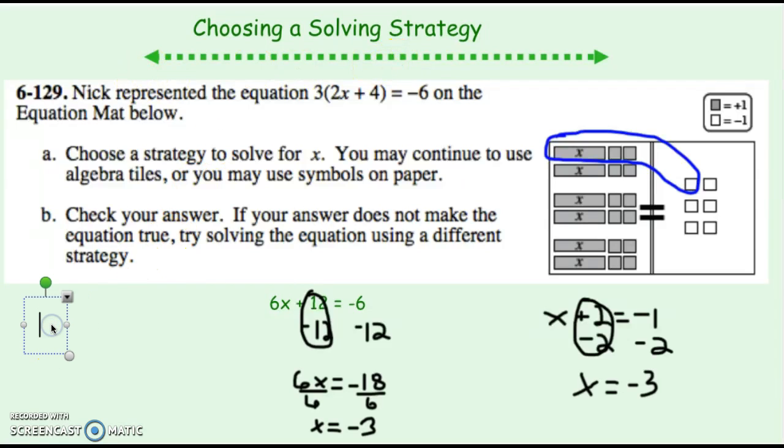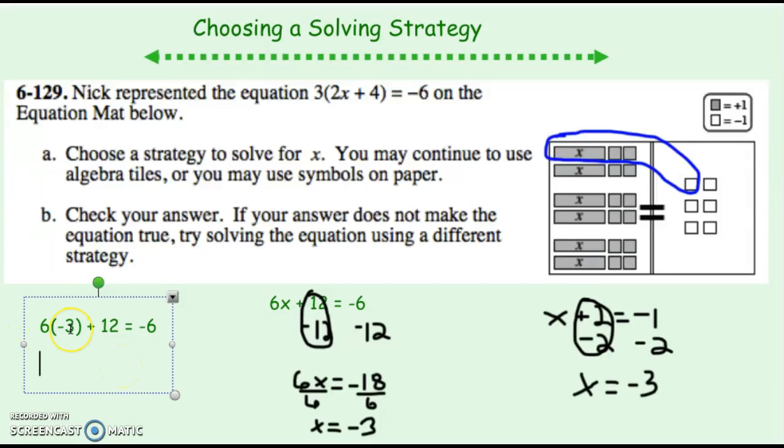So what they mean by checking my answer is I'm going to use the original equation here, which is 6x plus 12 equals -6, and I'm going to plug in -3 for x and see if that truly is the answer to the equation. So you need to be doing this work in your notebook as well, showing me that they do equal. So if x is really -3, the left side should equal -6 once I finish solving here.